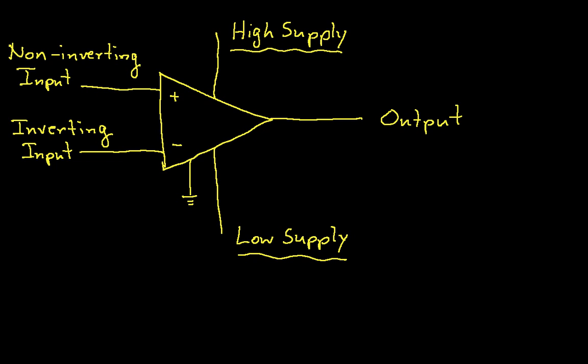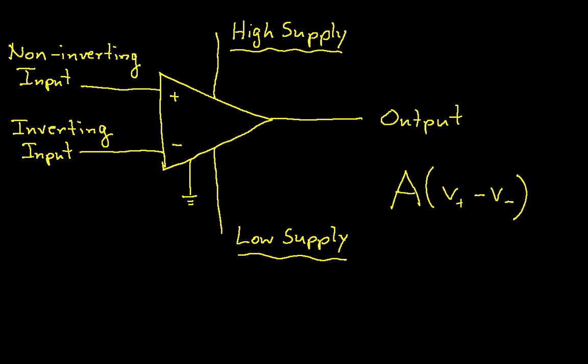We have two inputs. We have a non-inverting input and an inverting input. And these two inputs are typically connected to other bits of circuitry. And the op-amp takes the difference between the non-inverting input and the inverting input, multiplies it by a gain. We typically write the op-amp gain as a capital A, and that becomes the output of the op-amp. So again, the output of the op-amp is the gain times the non-inverting voltage minus the inverting voltage.